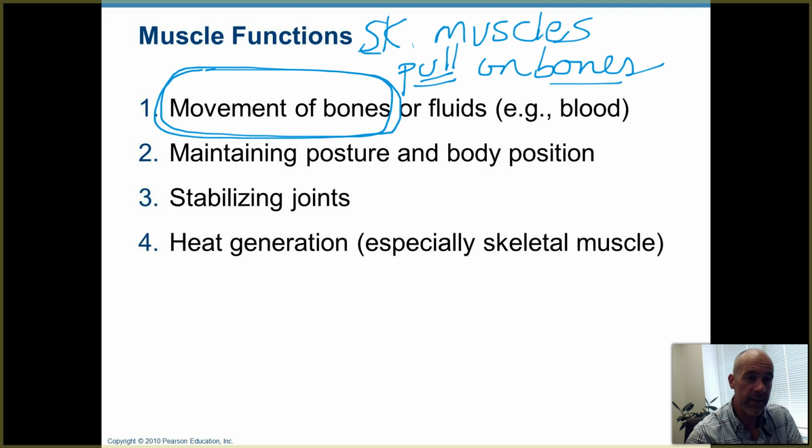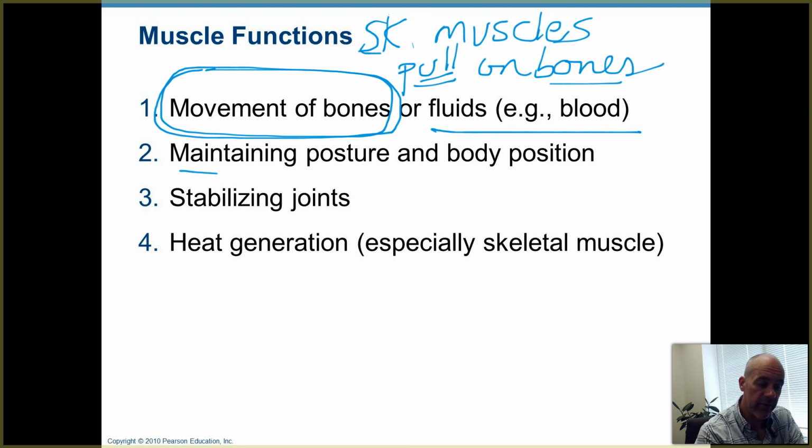So movement of bones, that's going to be the main aspect of muscle function we'll be talking about during this chapter. But muscles are also responsible for squeezing fluids through the blood vessels. You have smooth muscle in the walls of your blood vessels, like we talked about, that contract and cause that to happen. Movement of urine through the urinary tract. Movement of the lymph fluids through your lymphatic vessels. Those types of things require contraction of smooth muscle.